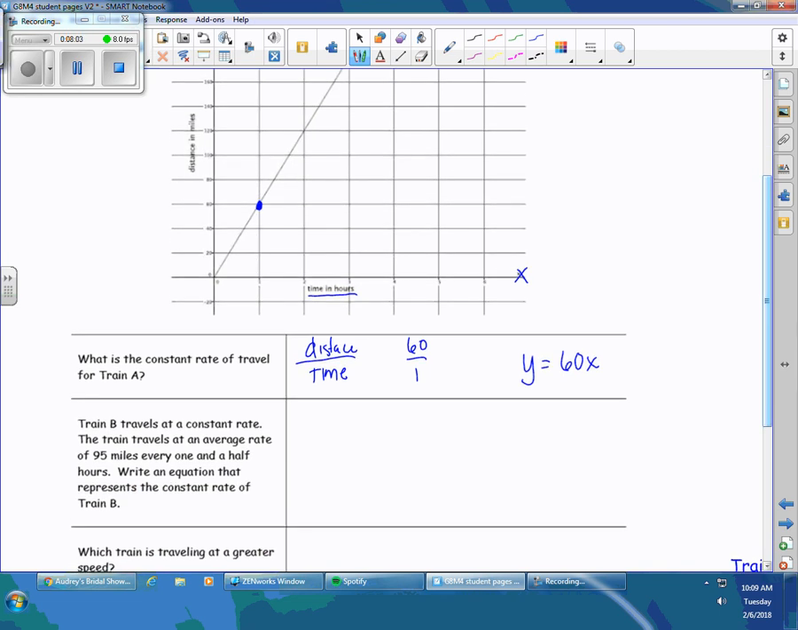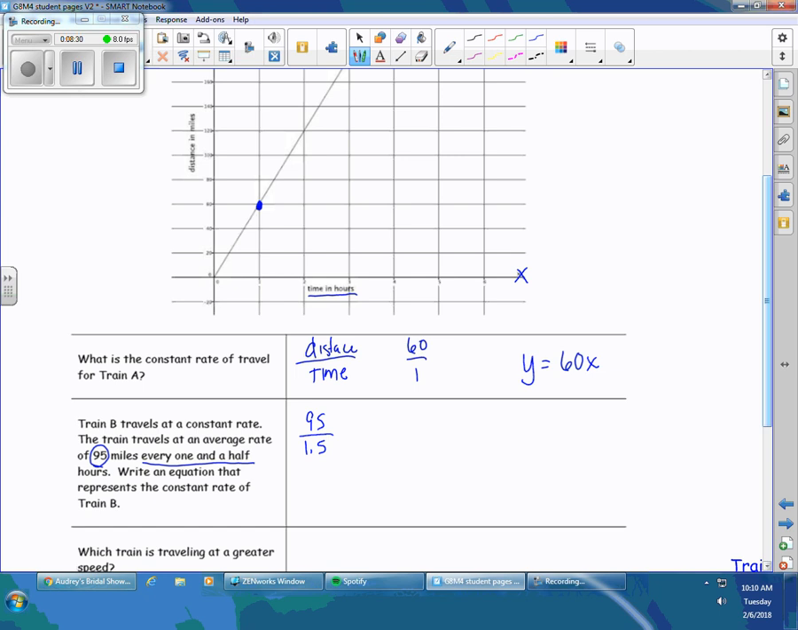Train B travels at a constant rate also. The train travels at an average rate of 95 miles every 1.5 hours. Write an equation that represents the constant rate for train B. So again, I need to make sure my time interval is the same, because I could represent this as 95 over 1.5, but it's going to be hard to compare my two trains. So I'm actually going to do the division here.